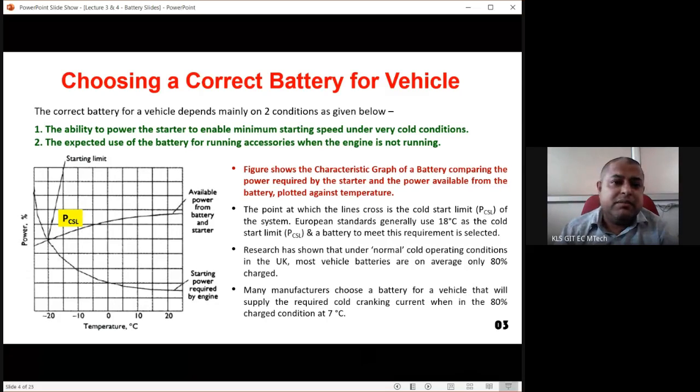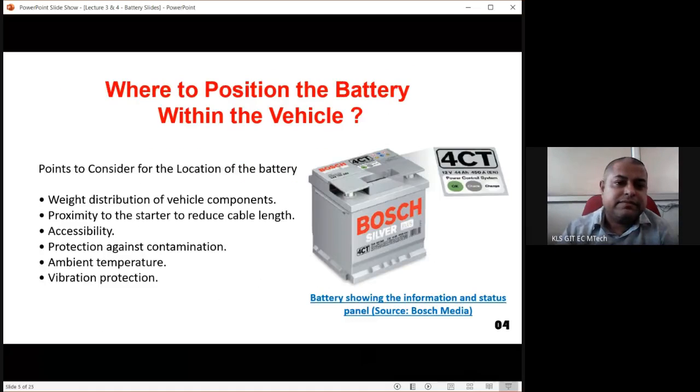So this slide is very important. They have given two conditions for choosing the correct battery for a vehicle. These two shown in green at the top are very important. So these are two important conditions, and the second is to understand the graph. I can generate my own graph and ask you in the exam, so please understand this graph.